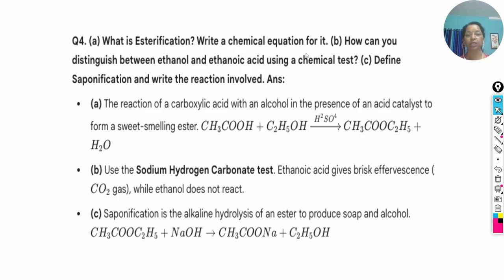Next question, what is esterification reaction? Again, a repeated question. Write a chemical equation for it. How can you distinguish between ethanol and ethanoic acid? We already discussed. Define saponification and write the reaction. Saponification we will discuss. All others we discussed.